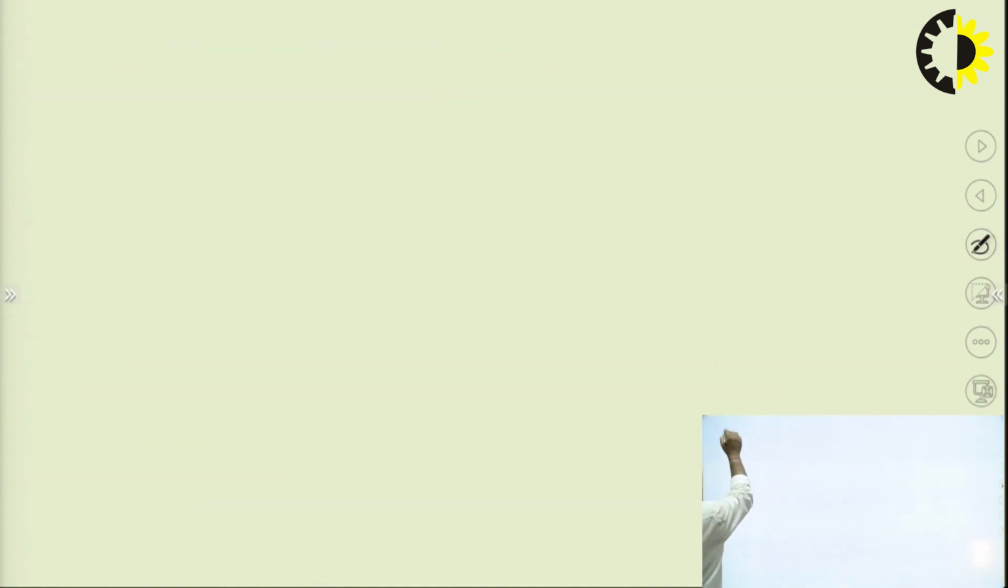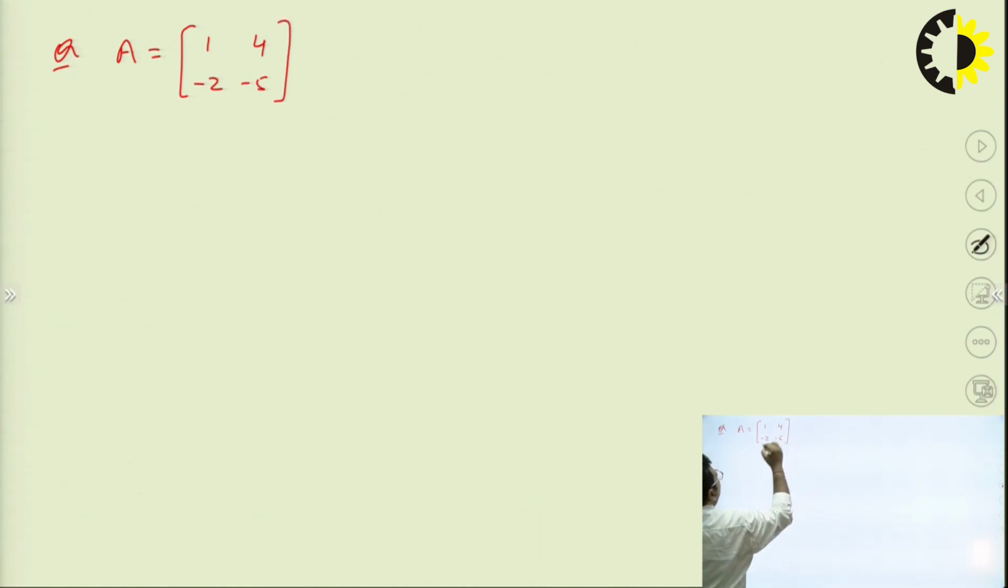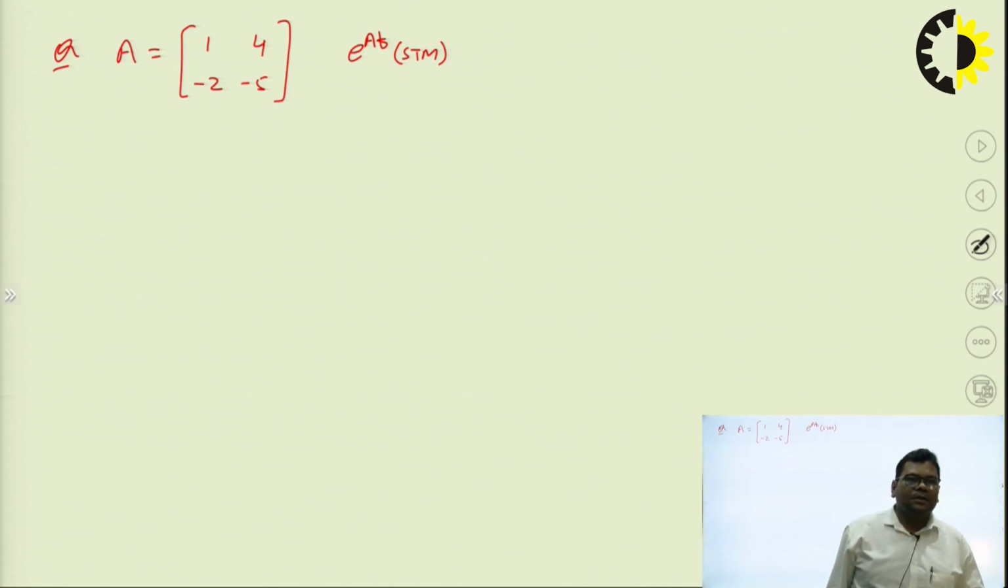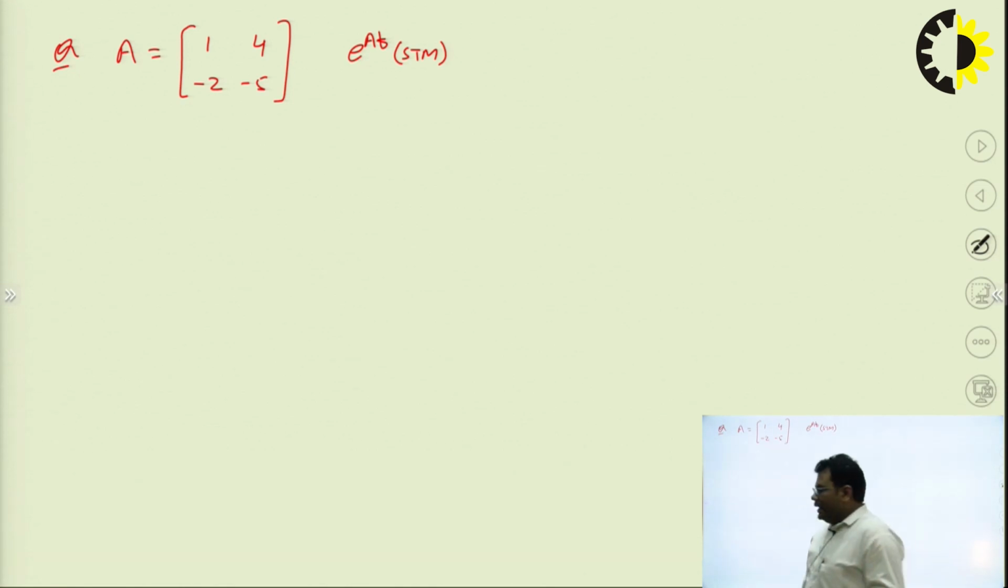In this example, let A be the matrix 1, 4, minus 2, minus 5. For example, A is this matrix, and we have to find e to the power At, that is the STM or state transition matrix. So we will see how we can use the diagonalization method. First of all we will calculate the eigenvalues and then the eigenvectors, and then we will see how we can calculate the state transition matrix.